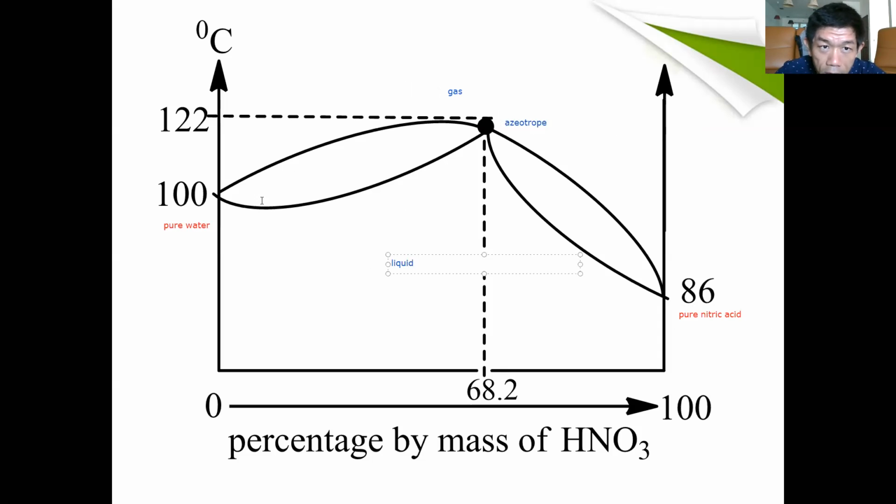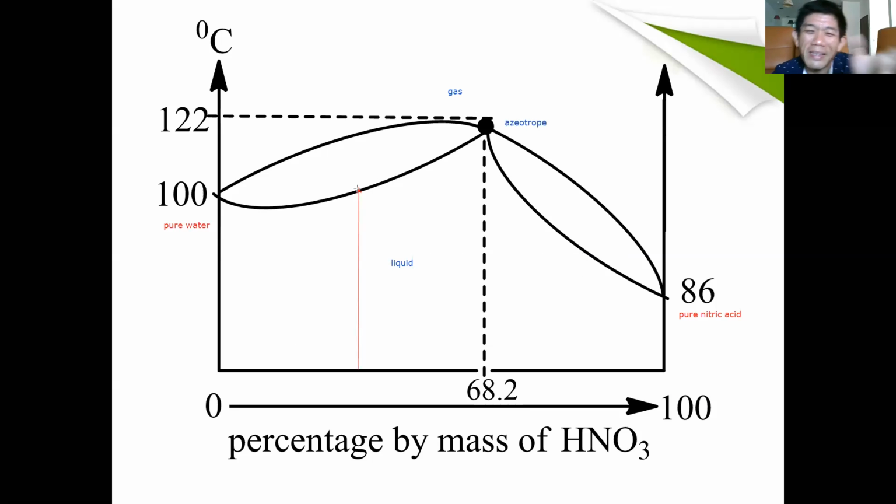Now, as I already told you previously, in between here, these are all where liquid and gas are at equilibrium. So now let's study together what happens when 40% nitric acid and 80% nitric acid are brought for fractional distillation. Let's begin with the 40% nitric acid. Let's say this is the 40% nitric acid.